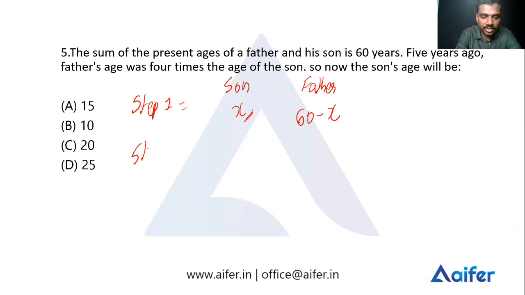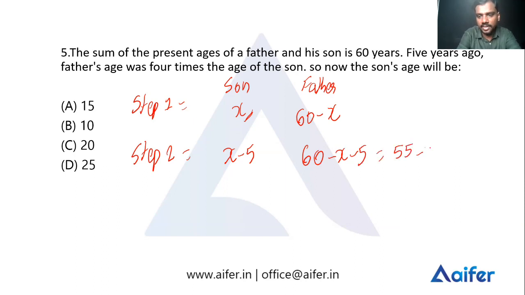Then we have step number 2. What's step number 2? 5 years ago, that is X minus 5 for the son. For the father, that is 60 minus X minus 5, that is equal to 55 minus X. So 5 years ago, father's age was 4 times the age of son.